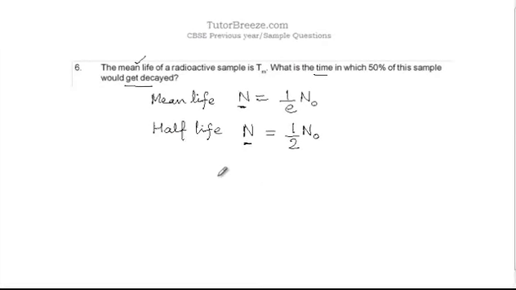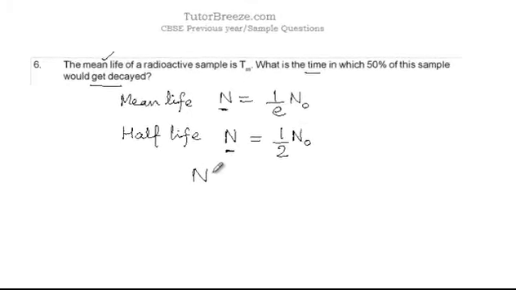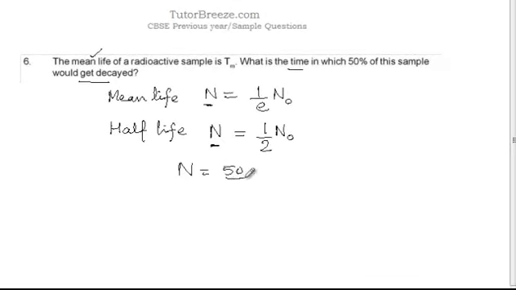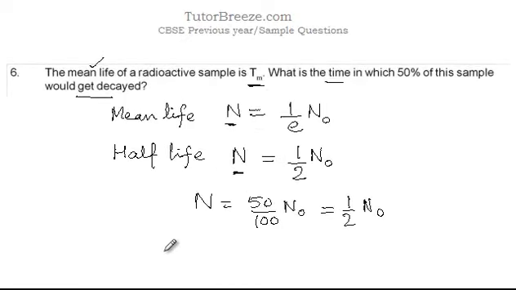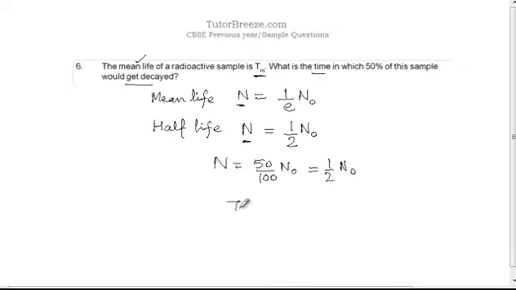So coming back to our question, N is equal to 50 over 100 times the original, which means what we need to find out is the half-life, given that the mean life is Tm. Now let's look at a relation between the half-life and the mean life. The half-life is given by 0.693 times the mean life. So the answer for this question would be 0.693 times the mean life.